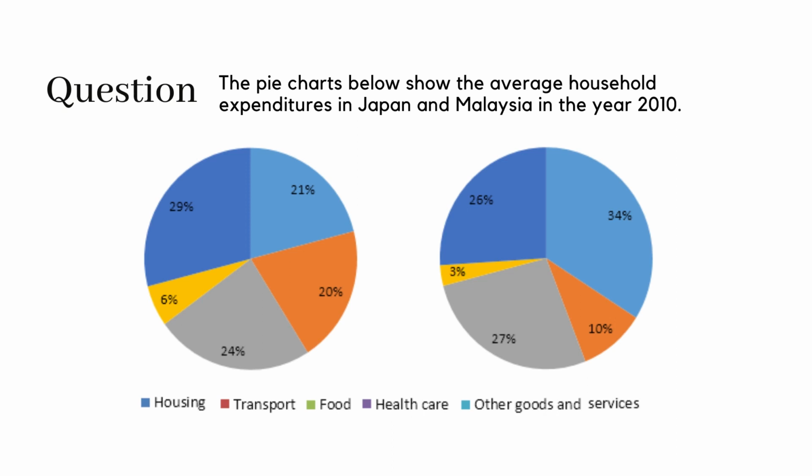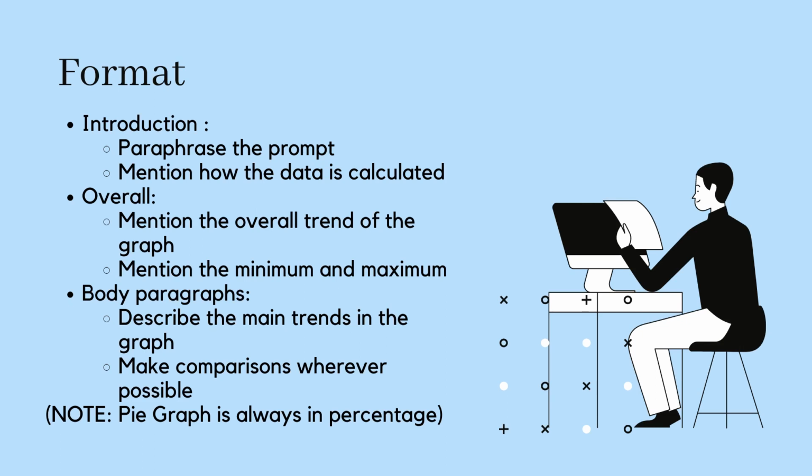Now, after seeing the question, you should spend at least 2 minutes to analyze the data and compare. After doing it, we will recall the format. So let us see the format. Firstly, in introduction, you will paraphrase the prompt and mention how the data is calculated. After doing it, you will leave the space of one line and write the overall.